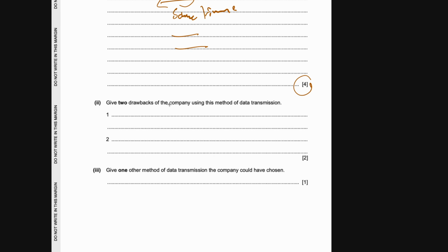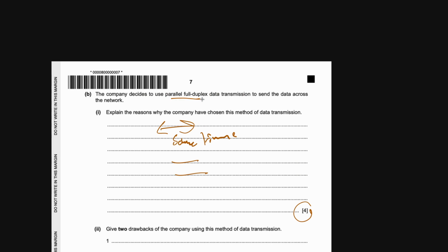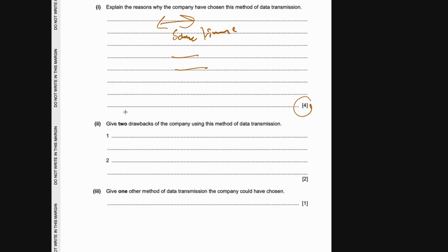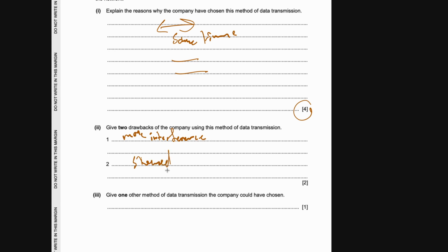Give 2 drawbacks of the company using this method of data transmission. So just the disadvantages of parallel full duplex data transmission. What are the drawbacks? Firstly, more interference, of course, due to more wires, and the data may be skewed, right? These are some of the disadvantages for parallel full duplex data transmission.